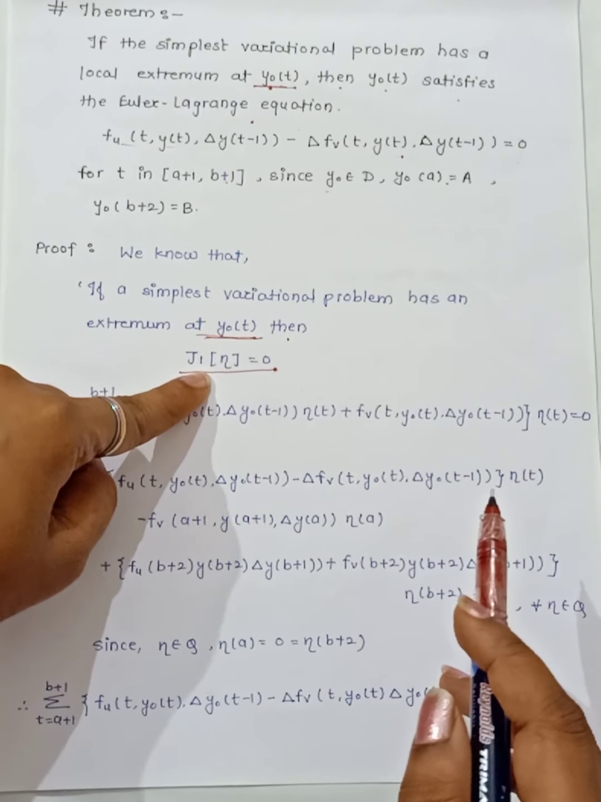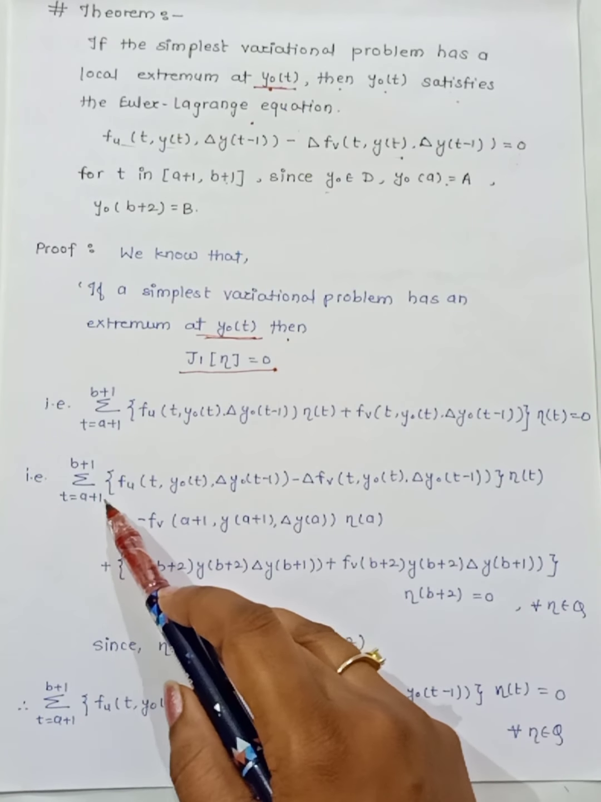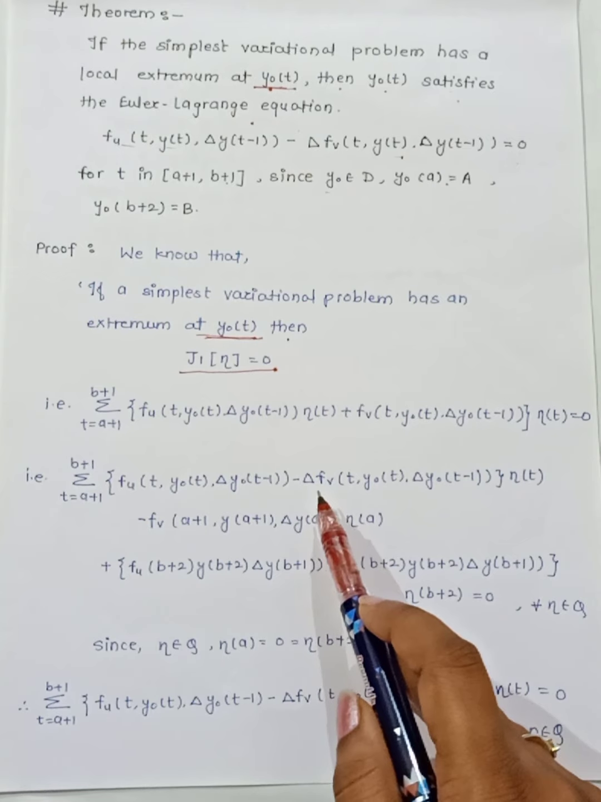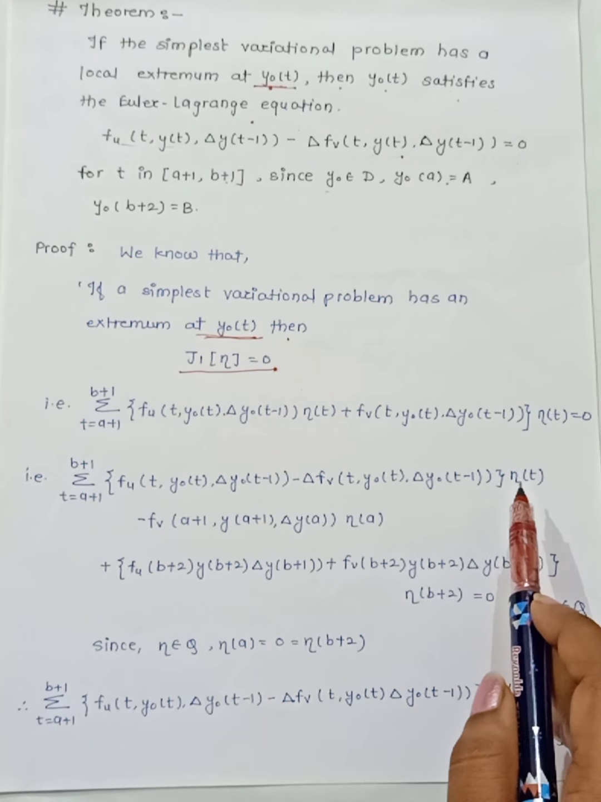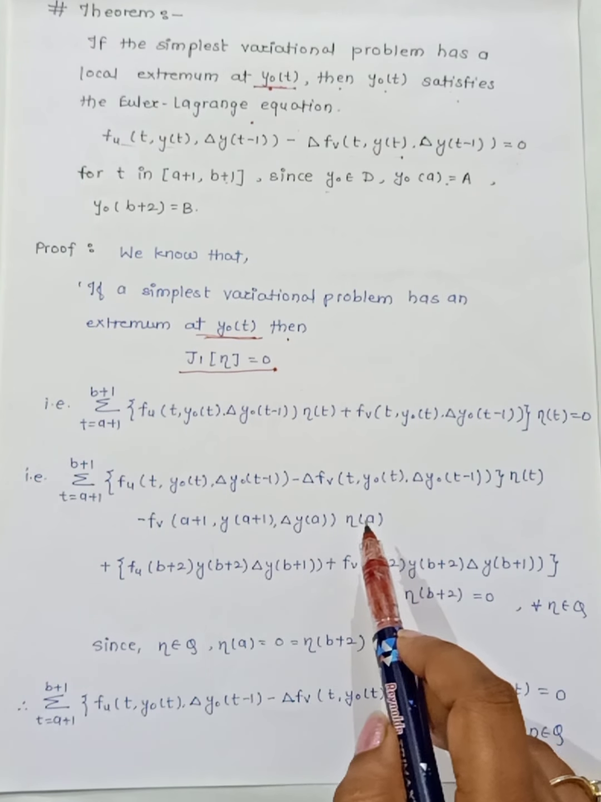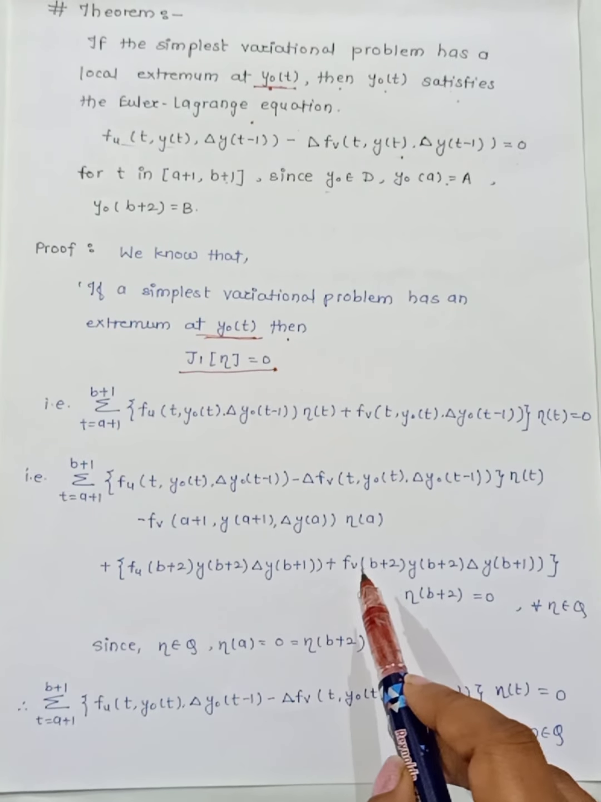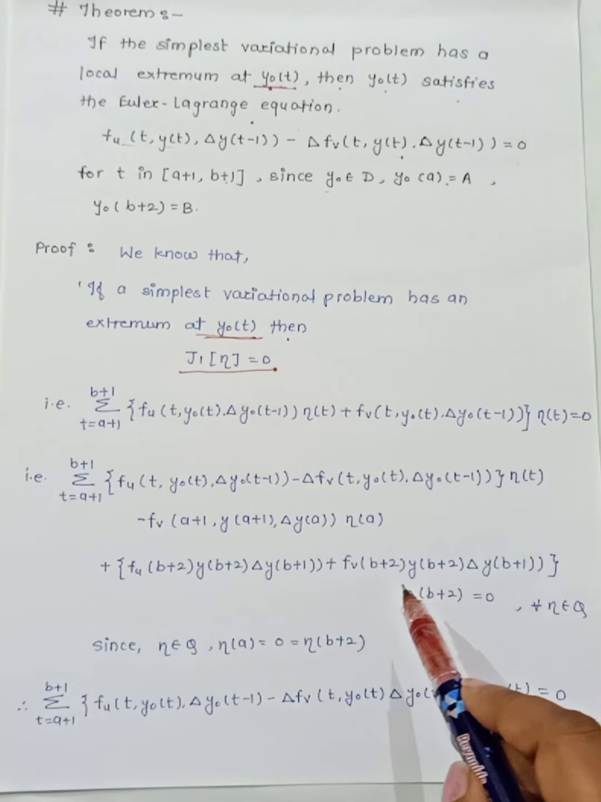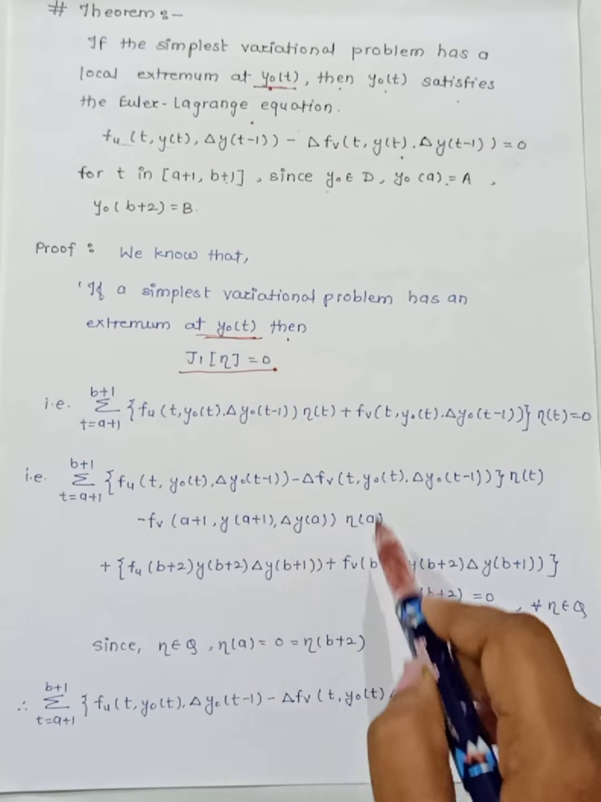This is the value of J1 of eta, that is equals 0, and that is summation from t equals a plus 1 to b plus 1, fu of t, y0 of t, delta y0 of t minus 1, minus delta of fv of t, y0 of t, delta y0 of t minus 1, and eta of t, minus fv of a plus 1, y of a, eta of a, plus fv of b plus 2, y of b plus 2, delta of y of b plus 1, into eta of b plus 2, equals 0. We saw the last theorem and lemma, and you will get this value from there.